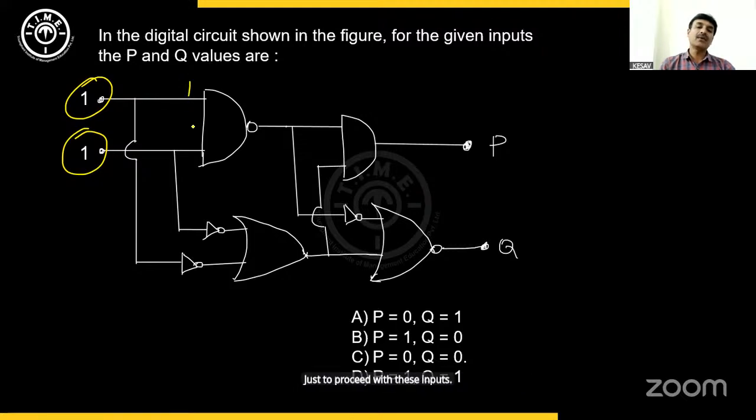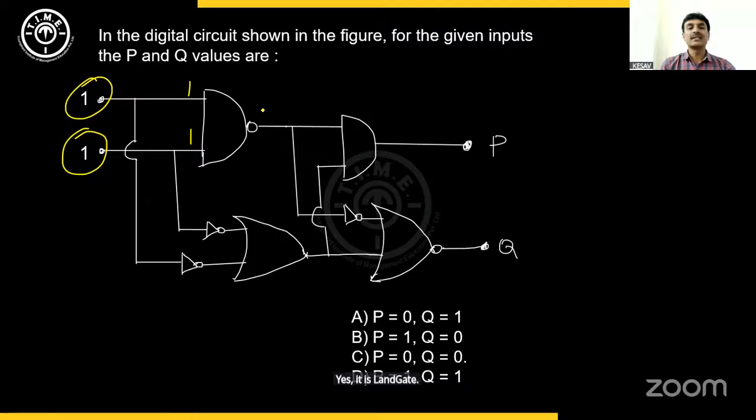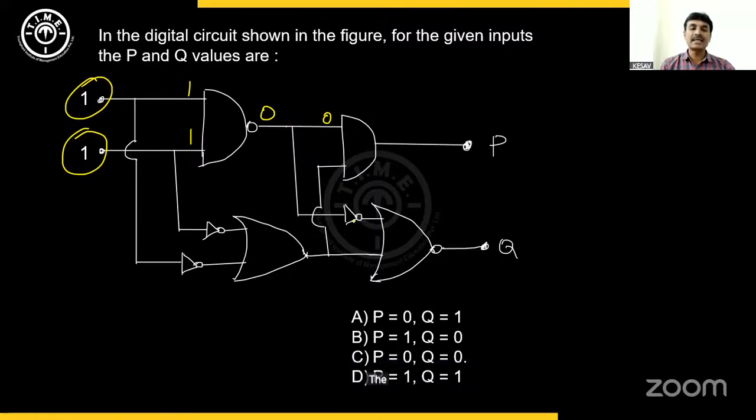When 1 and 1 are the inputs for this first gate, what is this first gate? Yes, it is a NAND gate. NAND gate gives 0 output. For 2 high inputs, NAND gate gives 0 output. So this input for the AND gate is 0. The same is taken as one input with a negation for the NOR gate here. So 0 here, and on the other side it becomes 1.